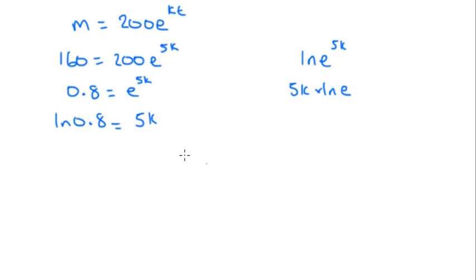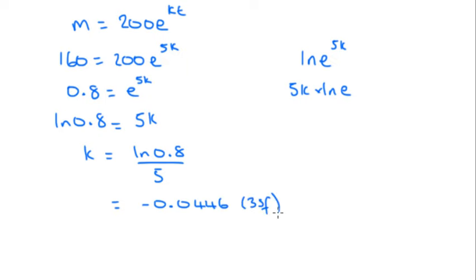So k is going to equal the natural log of 0.8 divided by 5. If we type that in on our calculator, I've got a k value, and it is negative as I expected, of 0.0446. Now at this point it is incredibly important that you, so I've written that to 3 significant figures, that number obviously goes on for much longer. It's irrational. It's never ending. It's not going to terminate.